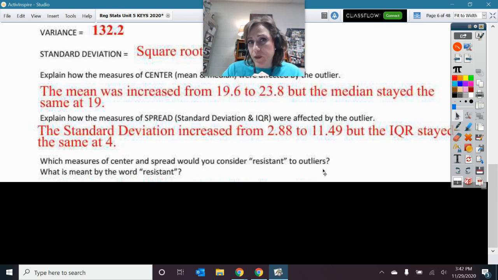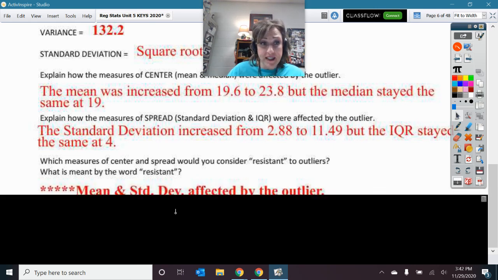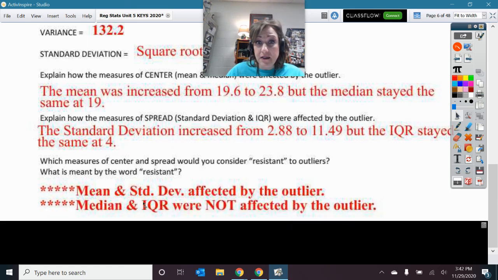So let's talk about, what does that word resistant mean? Well, what can you think of that you hear that? How about water resistant? If you have something that's water resistant, what does that mean? It's not affected by the water. Okay, so we want to know what measures of center are not affected by the outlier. If we replace this word resistant with not affected by the outlier, which one was not affected? Median was not affected. Which one was affected? Mean was affected. Standard deviation was affected. Median and IQR were not affected.